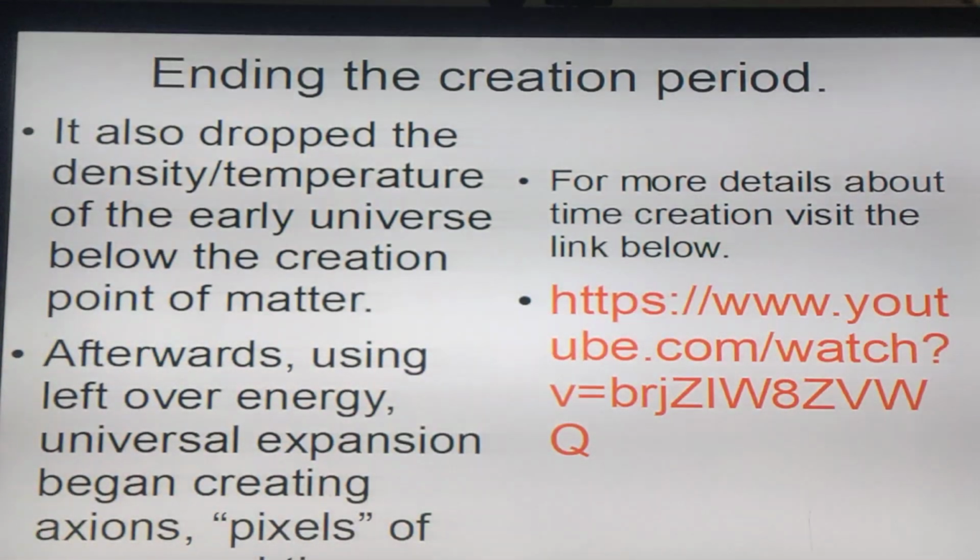It also dropped the density and temperature of the early universe below the creation point of matter. From then on, matter could no longer be created. And afterwards, using leftover energy, universal expansion began creating axions, which are pixels of space and time. That's when time began.